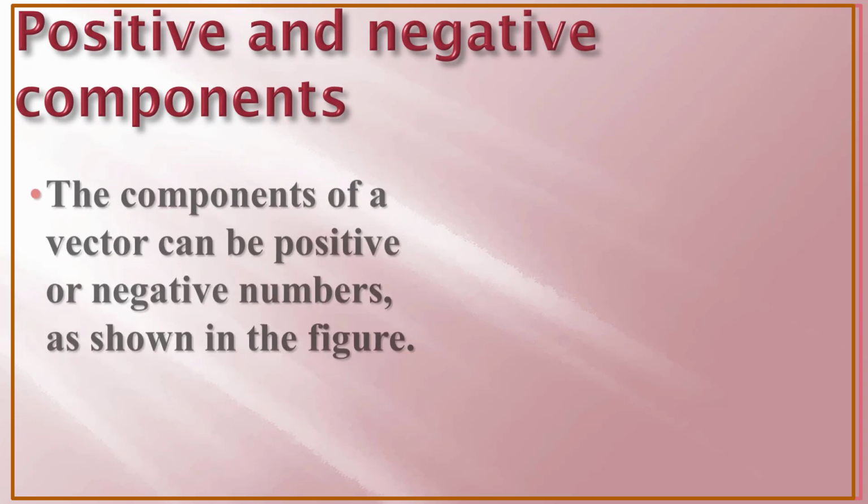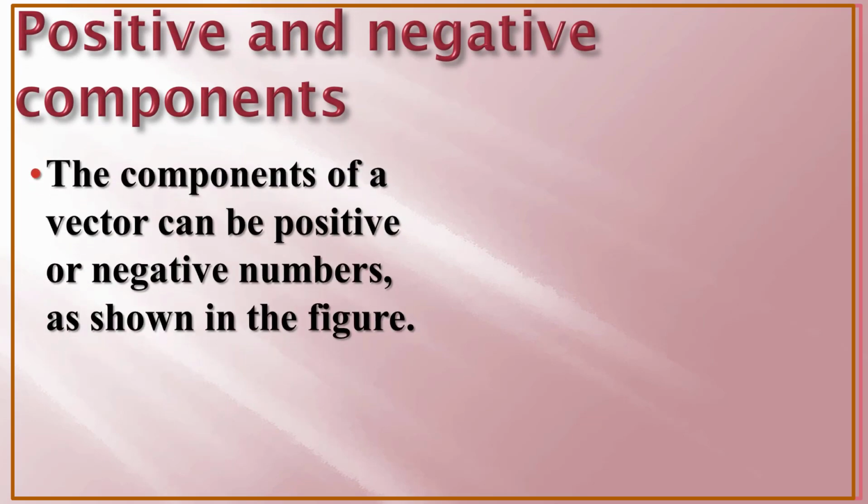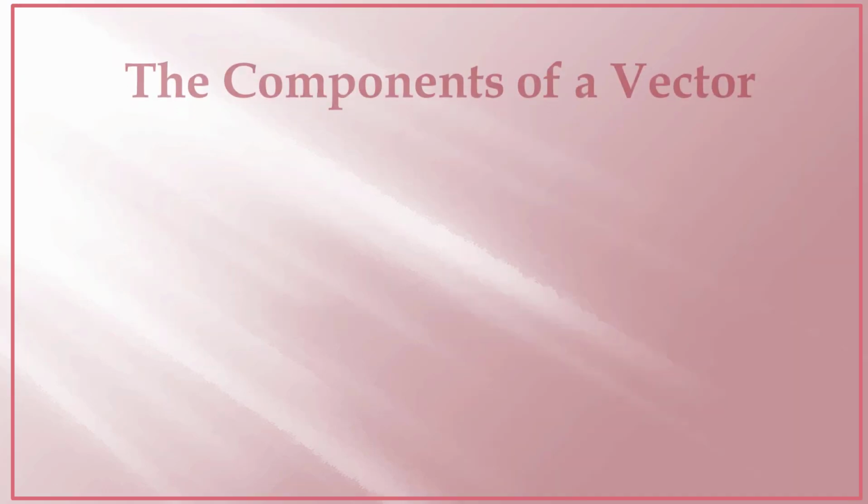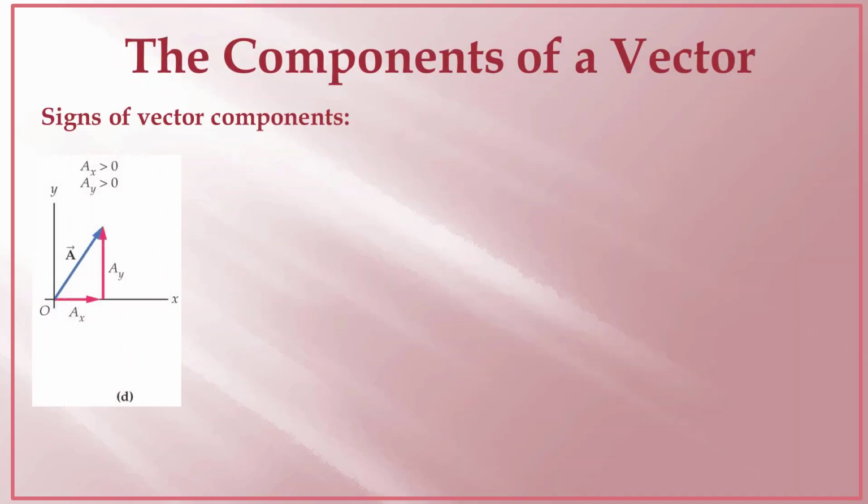And keep this in mind that the components of a vector can be positive or negative numbers. For example, if you have a vector in this direction, making this much angle, and we resolve it into horizontal and vertical components, its horizontal component will be in the negative direction and the vertical component in the positive direction. Or if you have an angle in this direction, then both its horizontal and vertical components will be negative. But keep in mind that whether the components of a vector are positive or negative, it doesn't matter.